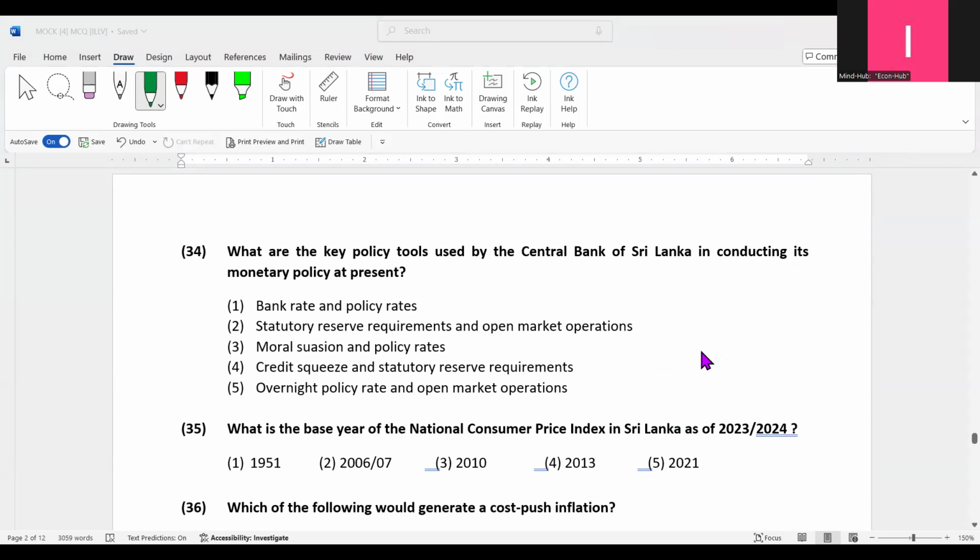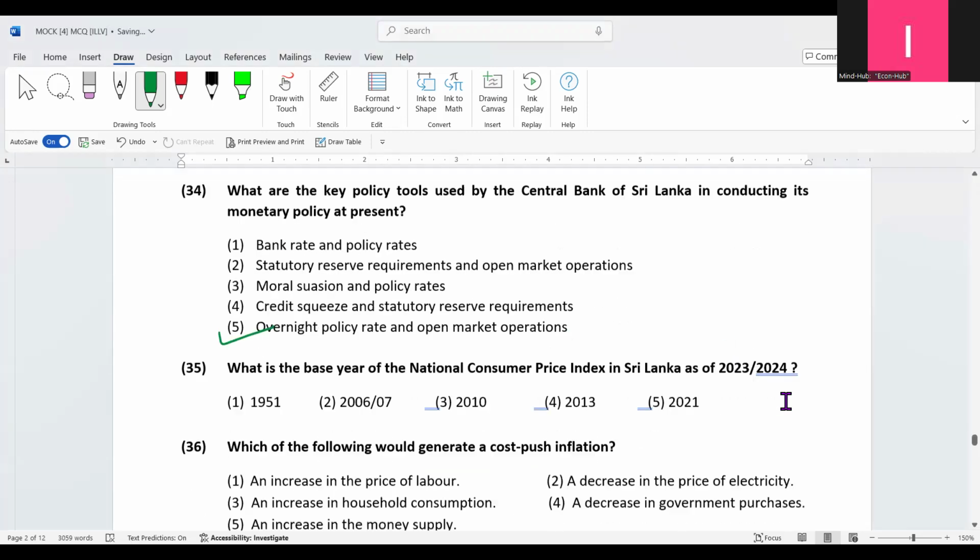What are the key policy tools used by the Central Bank of Sri Lanka in conducting its monetary policy at present? Key policy tools. Monetary policy tools, or broadly credit control instruments or methods, we can say. Monetary policy instruments: bank rate, policy rates, reserve requirement and open market operations, moral suasion, credit squeeze. The overnight policy rate, reserve requirements and open market operations would be the ideal answer.